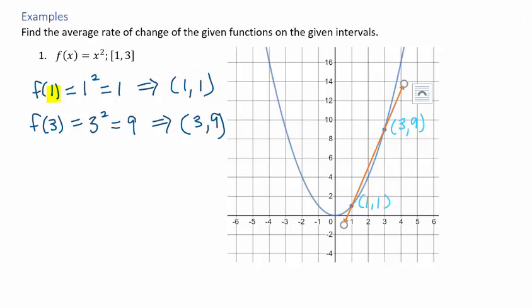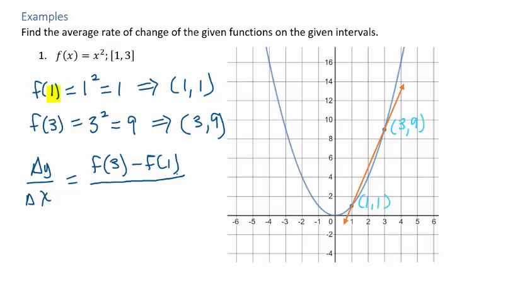The goal is to find the slope of the line that passes through those two points. We can see already from the line that I've drawn that the slope is positive. To do that, we're going to use the average rate of change formula. So delta y over delta x is going to be, in this case, f of 3 minus f of 1, divided by 3 minus 1.